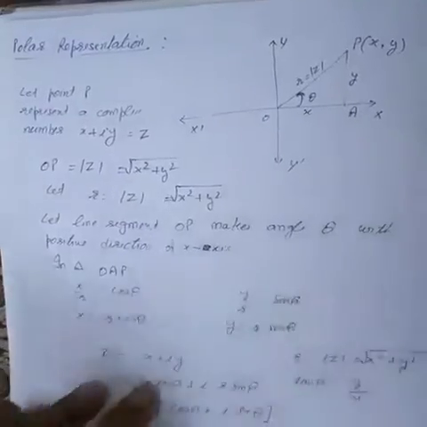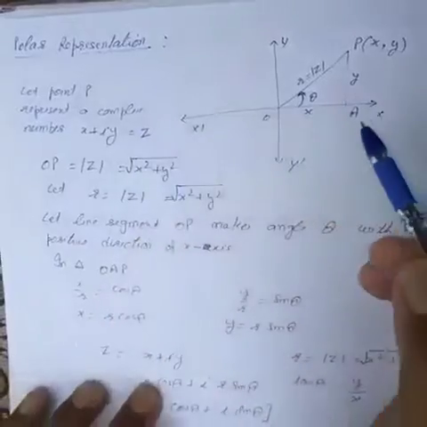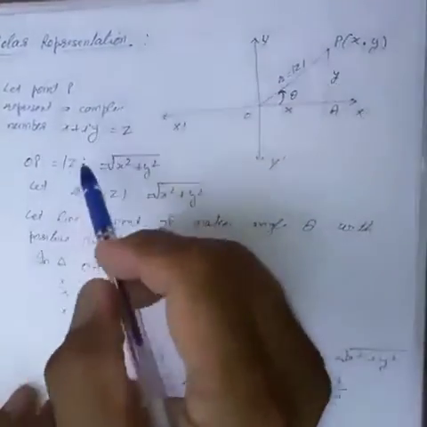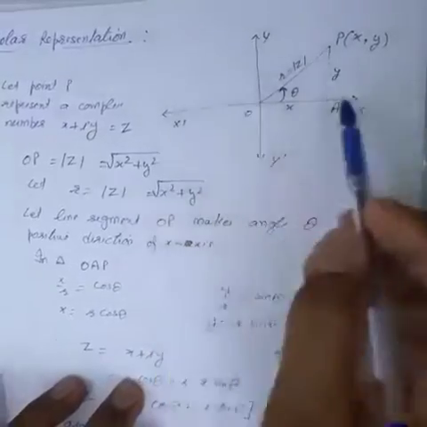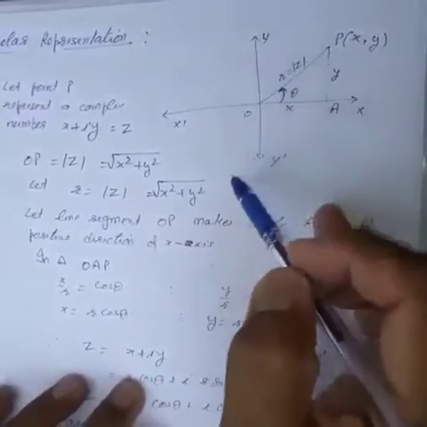Now the next topic is polar representation. Consider again a complex number x plus iota y. This is the complex plane, x-axis and y-axis, real and imaginary axis.